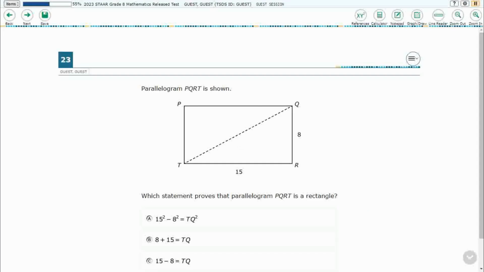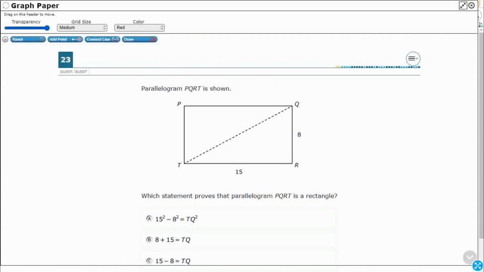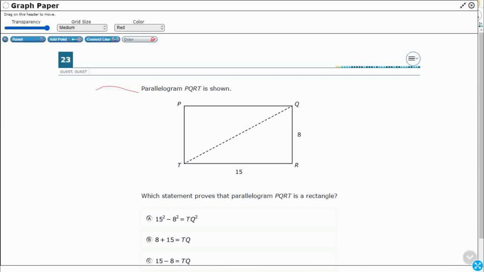And so we have a parallelogram here, and we need to prove that it is a rectangle. Well, it looks like a rectangle, but how do we prove it? Well, what does it mean to be a parallelogram? Well, parallelogram is actually a technical definition. It means we have a quadrilateral, right? So that's going to be a 4-sided shape, and it's going to have 2 sets of parallel lines. So that's what a parallelogram is.